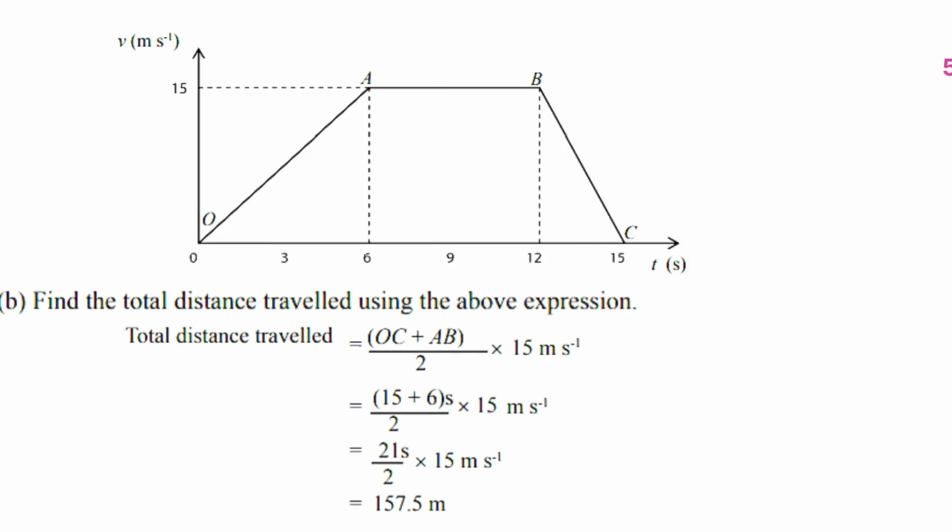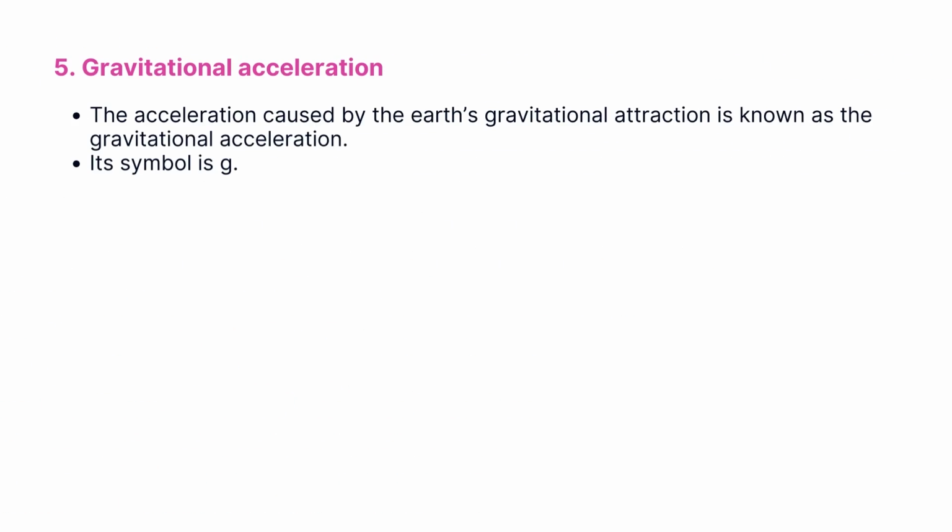Now we will discuss gravitational acceleration. By experience we know that when a body falls, its velocity increases gradually. That is, the body accelerates. In order to give rise to an acceleration, a force must act on the body. The force that acts on a falling body is the gravitational force exerted by the Earth. The acceleration caused by the Earth's gravitational attraction is known as the gravitational acceleration.